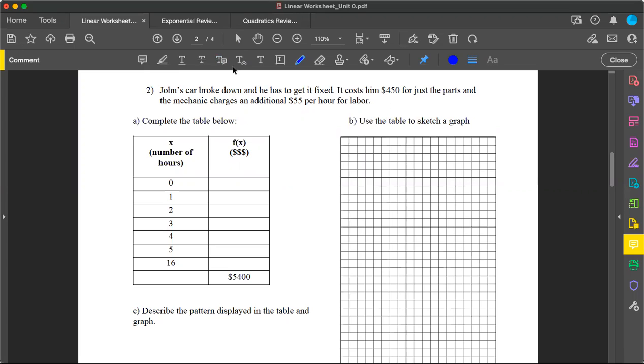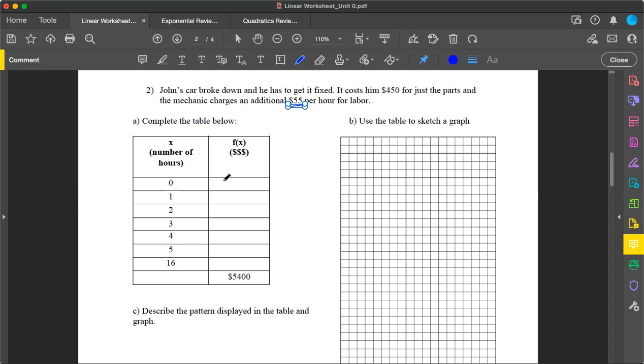As Integrated Three students, you might be driving soon. You might be taking on these costs. So, I mean, over the summer, I paid a lot more than 450 for parts, but hopefully you don't have to pay too much in parts. And I don't know the going rate for the mechanic charge per hour, but this is pretty decent.